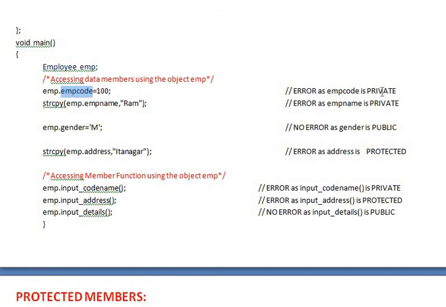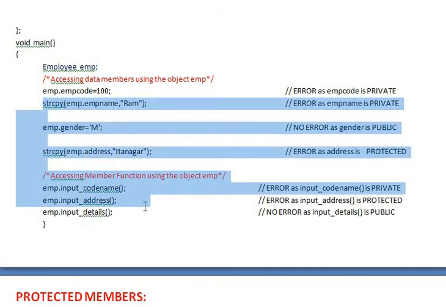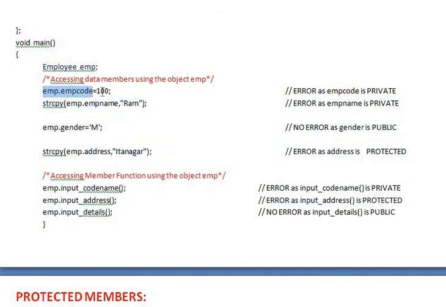As private members cannot be accessed from outside of the class, the program is going to halt immediately here. The compiler generates an error, it's going to stop immediately here, and it's not going to process the remaining statements, that is these statements. The program ends here after encountering an error.